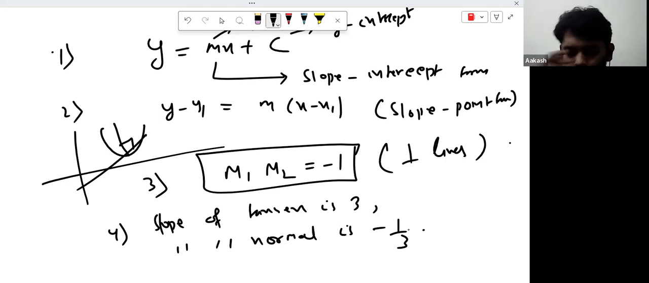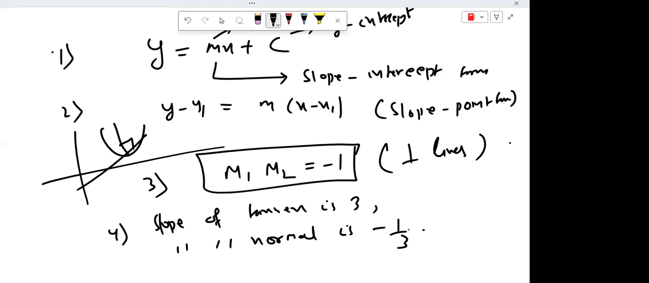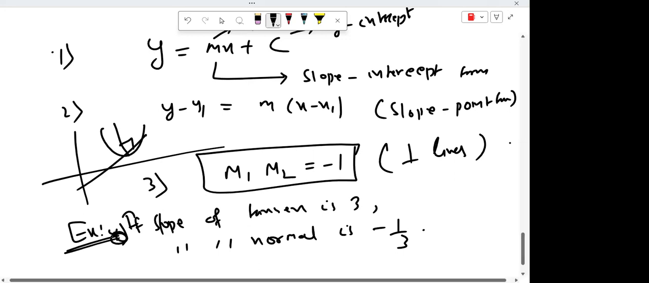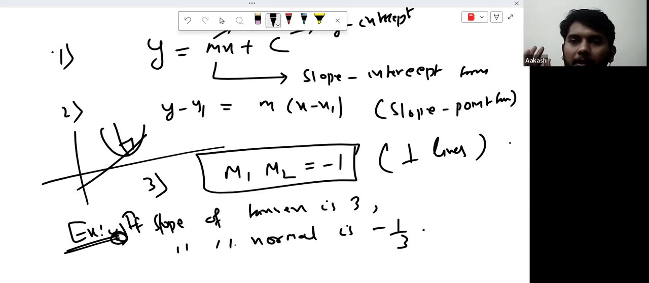Okay, so the slope of tangent is 3. What is that tangent? If slope of tangent is 3, this is an example. Okay. Just remember differentiation gives us the slope of tangent. What does dy by dx give us? Slope of tangent. Okay.